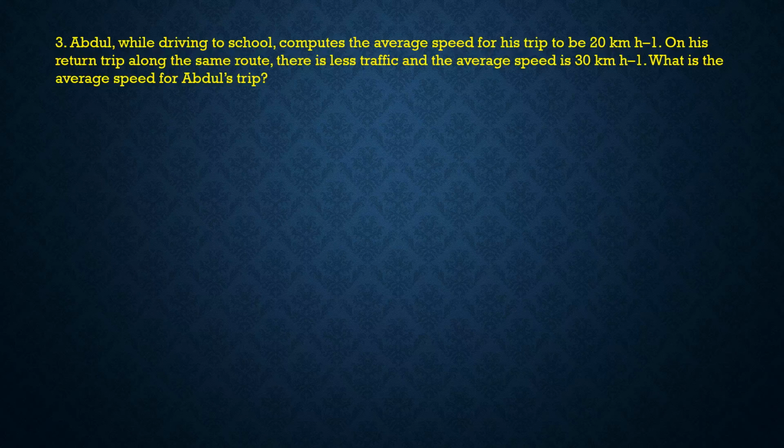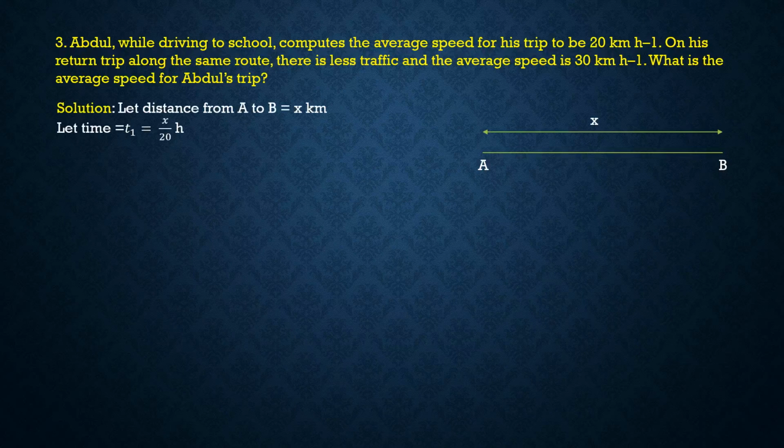So let the distance from A to B be x. Time is, from A to B, the speed is 20 km per hour. So time taken is distance upon speed, x by 20 hours. Now distance from B to A is again x. Time is t2 and speed is 30 km per hour. So time taken is x by 30.